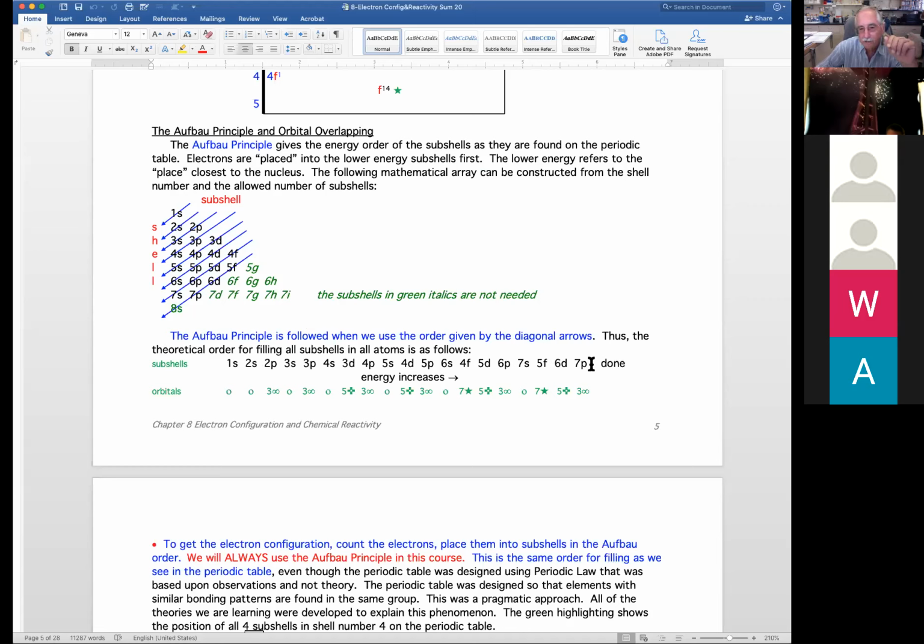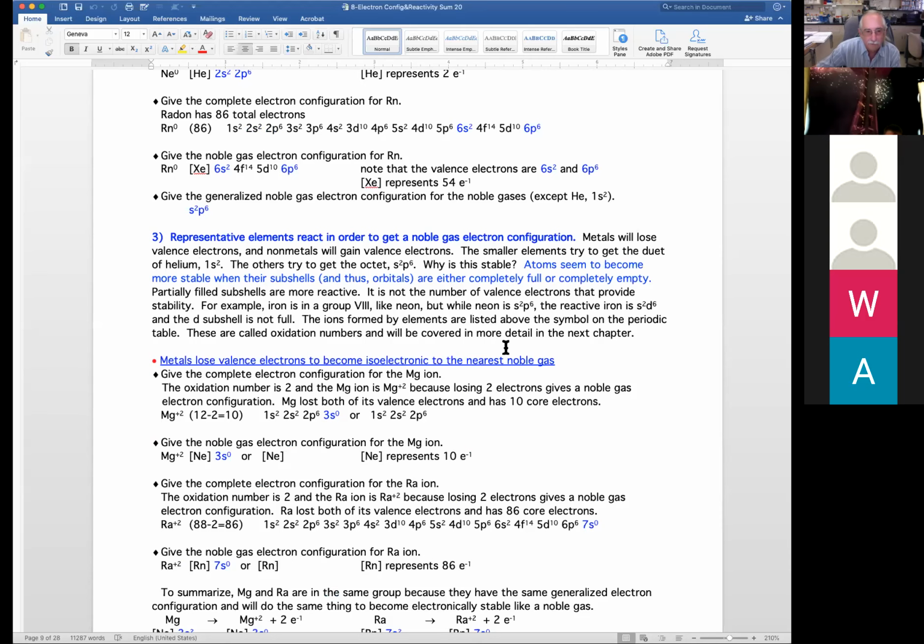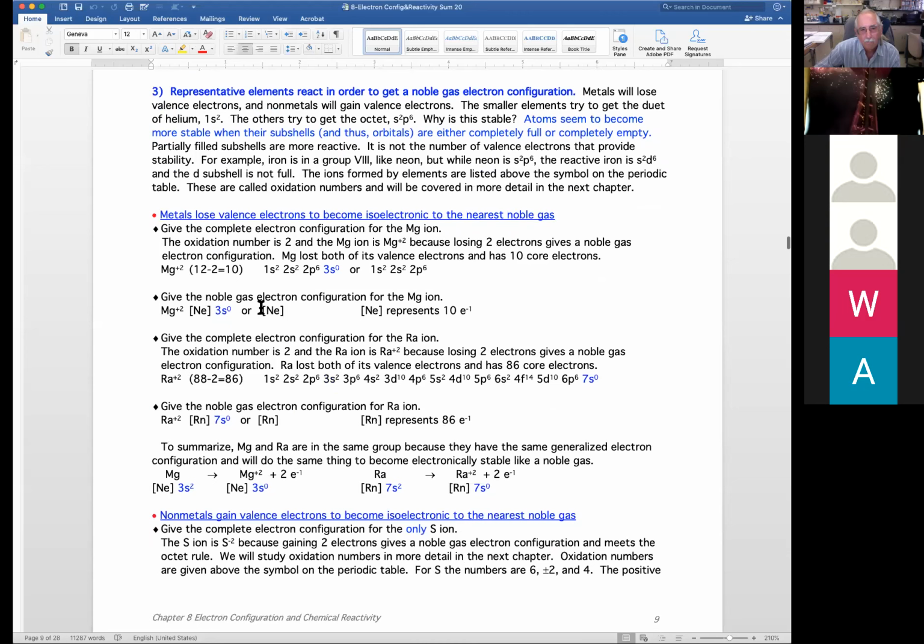So then the third point is representative metals react in order to get a noble gas electron configuration. Okay, I put representative elements, I should say. Well, what do metals do? Metals lose valence electrons to become isoelectronic. That means the same electron configuration. It doesn't have anything to do with the nucleus, so they don't change from one element to another, they just change electrons. So metals like to lose electrons to be like the nearest noble gas.